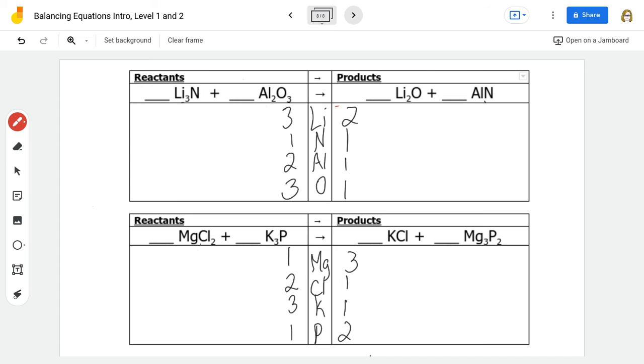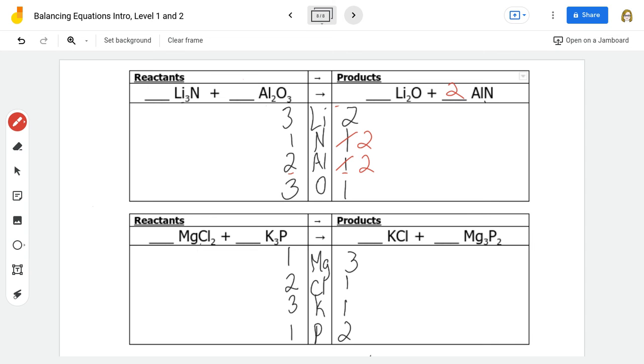All right, our next equation. You can really start with any element. You could start with Li. Sometimes I'll start left to right. In this case, it's real easy to start with, let's say, Al or O even. But Al, this side has 2 and this side has 1. So I know I'm going to need a 2 here. And that will give me 2 Als and 2 Ns.